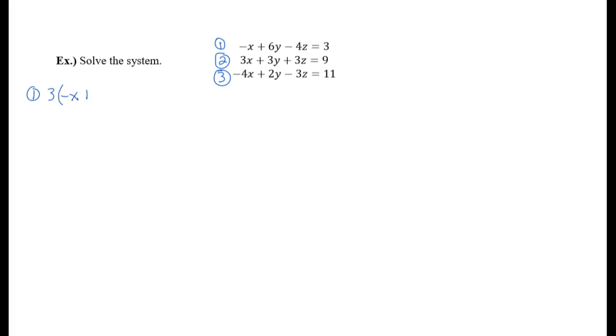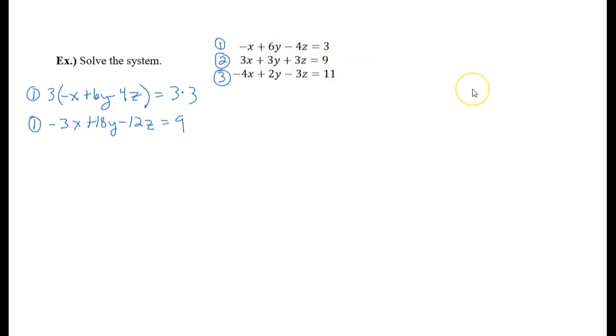So negative x plus 6y minus 4z, multiply the left-hand side by 3, and the right-hand side by 3. So whatever I do to one side of the equation, I have to do the same thing to the other side of the equation. And simplify. So this is still equation 1, just now multiplied by a scale of 3. I have negative 3x, positive 18y, and a negative 12z equaling 9. So that's my new equation 1, just multiplied by a factor of 3.